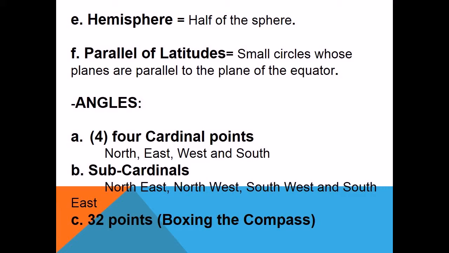Angles. A. Four cardinal points: north, east, west and south. B. Subcardinals: northeast, northwest, southwest and southeast. C. 32 points boxing the compass.